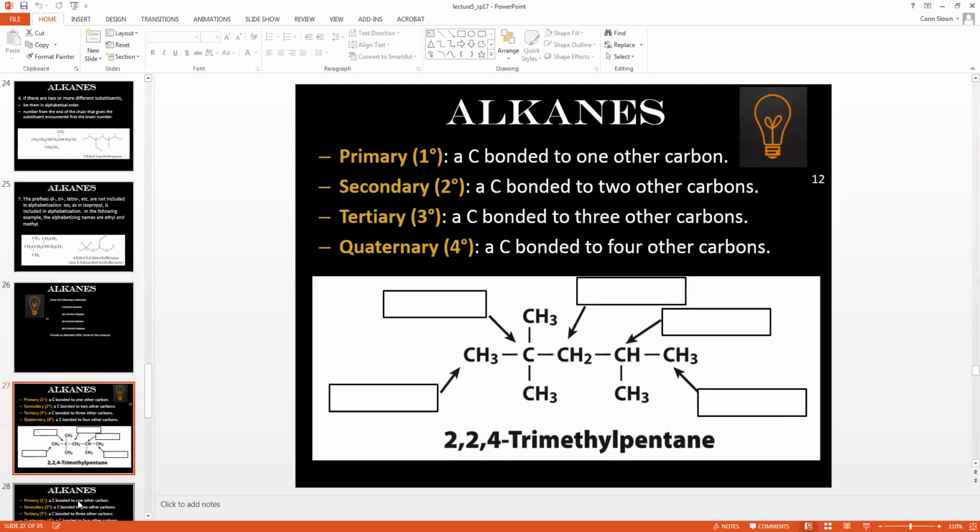When we're thinking about alkanes, it's important that we understand whether they're primary, secondary, tertiary, or quaternary. So primary would be a carbon that's bonded to one other carbon. Secondary is a carbon bonded to 2 other carbons. Tertiary is a carbon bonded to 3 other carbons. And then quaternary is a carbon bonded to 4 other carbons. So take a moment and identify which of these carbons is primary, secondary, tertiary, or quaternary.